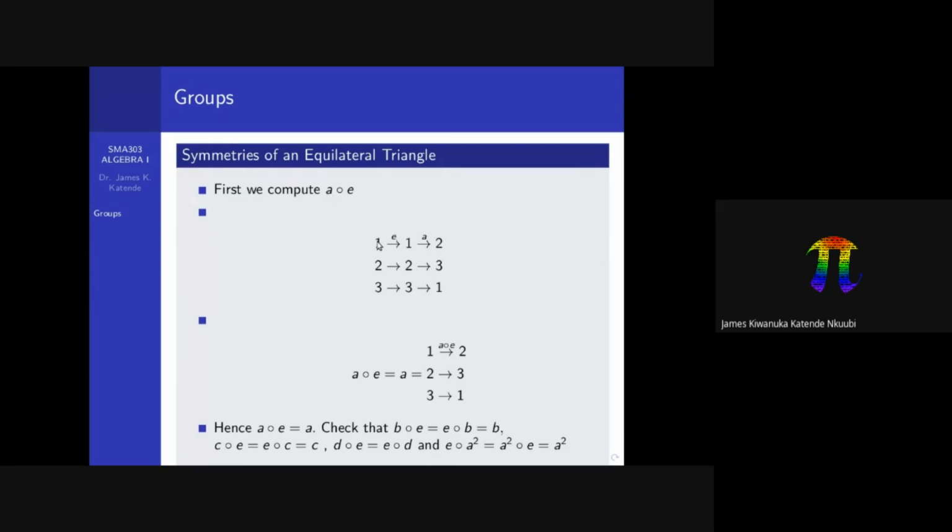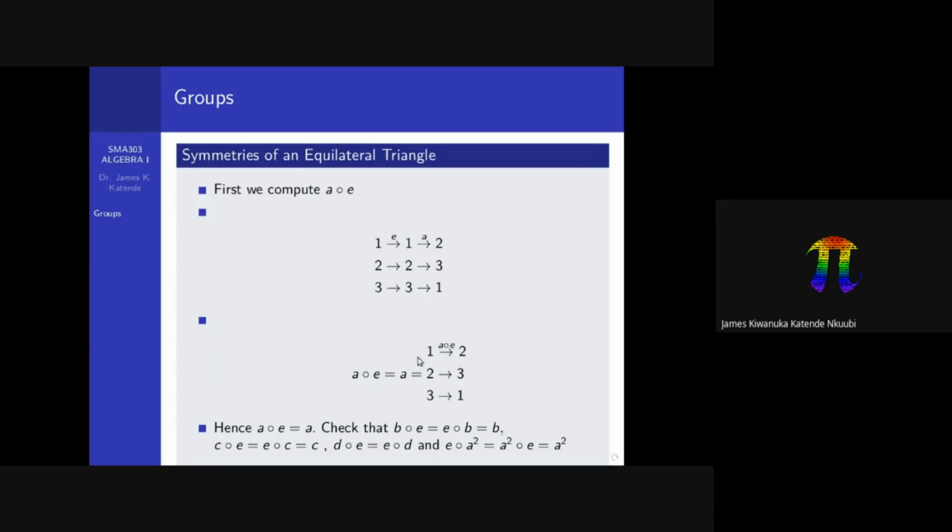So the domain, of course, is just the vertices of our equilateral triangle. So the identity will act first. The identity does not change anything, so everything is left intact. And then this function A will act second. The function A sends 1 to 2, sends 2 to 3, and sends 3 to 1. So finally, this composition will send 1 to 2, 2 to 3, and 3 to 1. So we show that in the next bullet here.